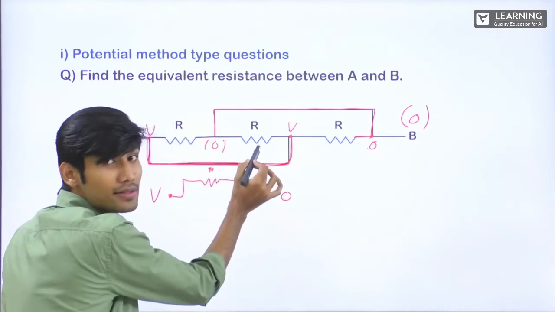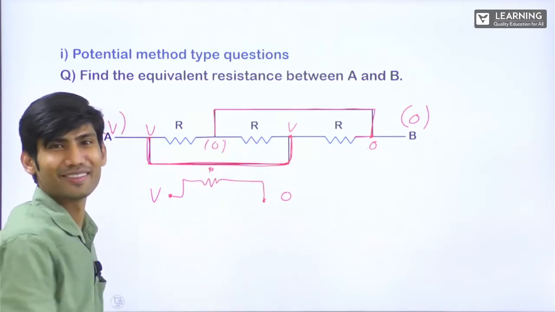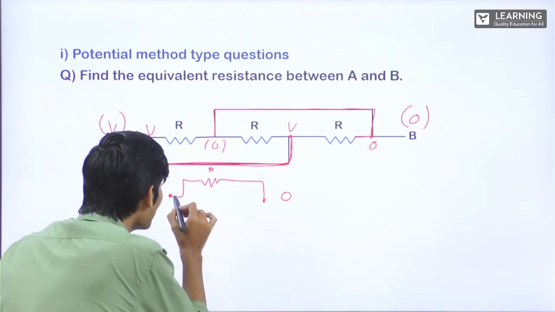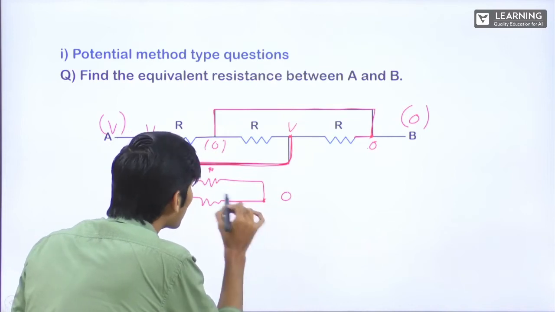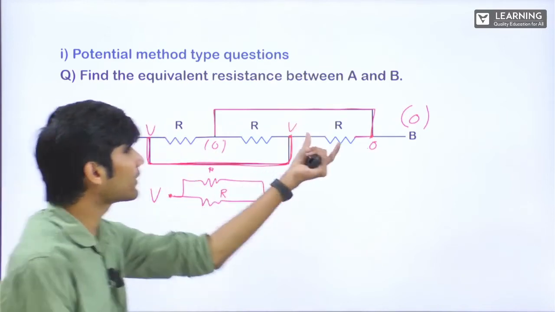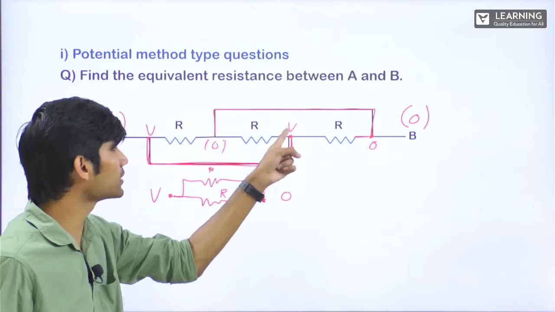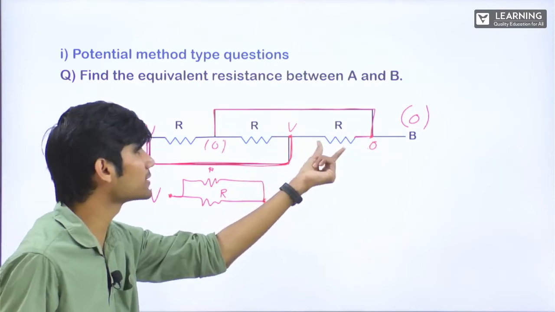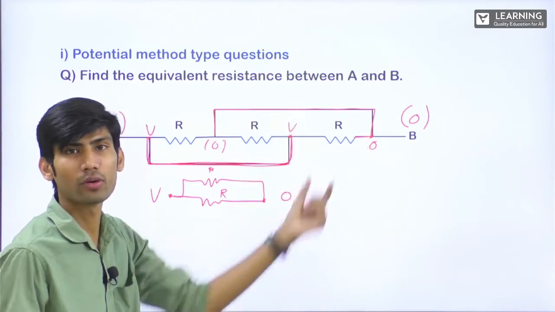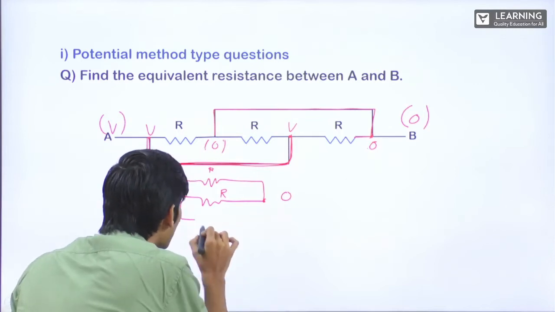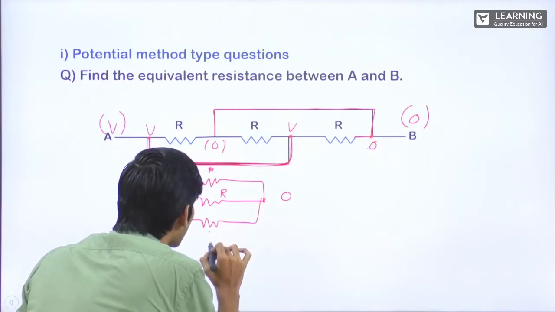This resistance is also between V and 0, right? So between V and 0, again I can make one more resistance. Now if I talk about this particular resistance, this point is V, this point is 0. This resistance is also between V and 0. Each resistance here is between V and 0.